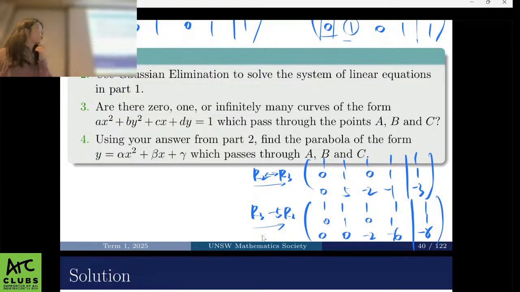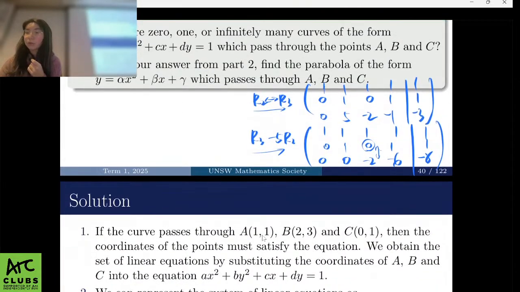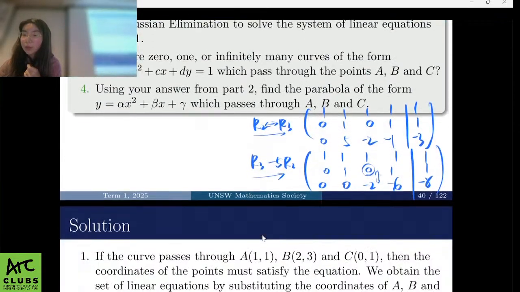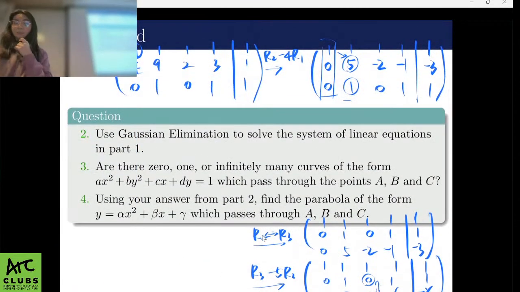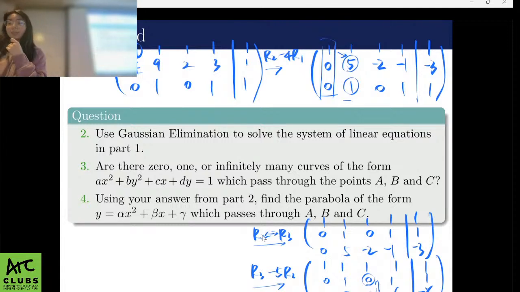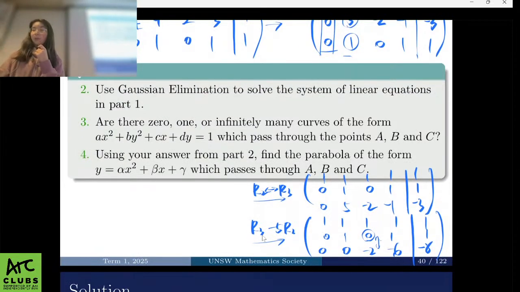In which case, we pretty much can't reduce it anymore because notice how we have a 0 here and we can't cancel out those two in any possible way, right? So this is pretty much all we can get. And that will be our final form in row echelon form. Okay, so just by looking at this, we want to determine if there are 0, 1, or infinitely many curves that satisfy this form that pass through A, B, C. So essentially, you just want to find, do we have a unique solution, or 0 solutions, or infinitely many solutions to this matrix that we have here?